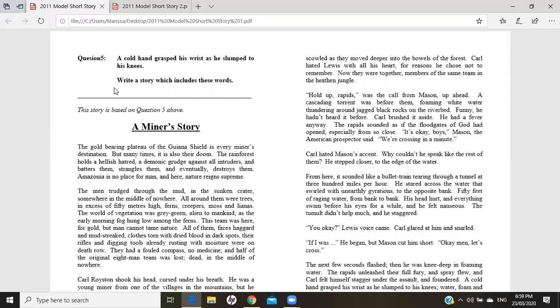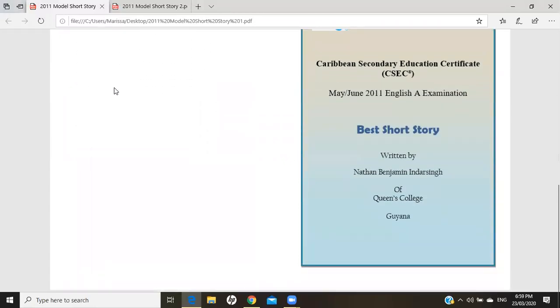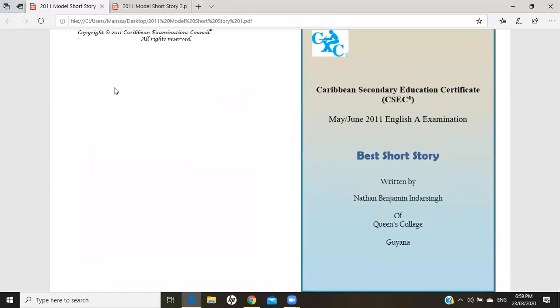And I wanted to read this story for you because, if you all scroll to the end, every year CSEC awards prizes for students who write excellent stories. For the May-June 2011 exam, this story won the best short story. It was written by Nathan Benjamin and Darcy of Queen's College in Guyana. Every year CSEC publishes the best stories for that year. So maybe one of your stories can be published this year.